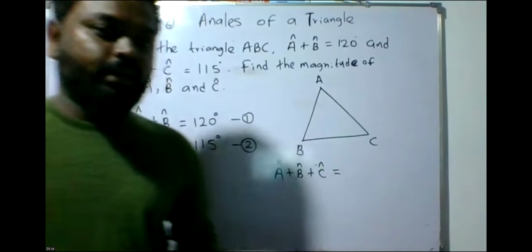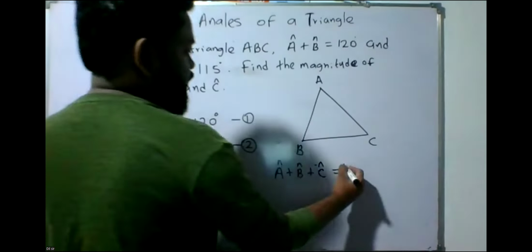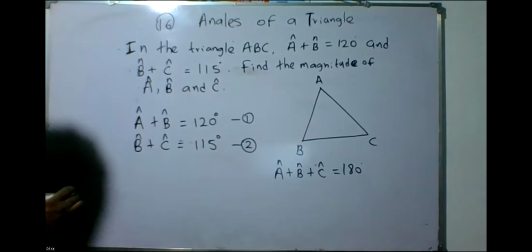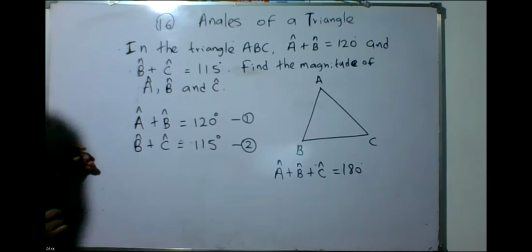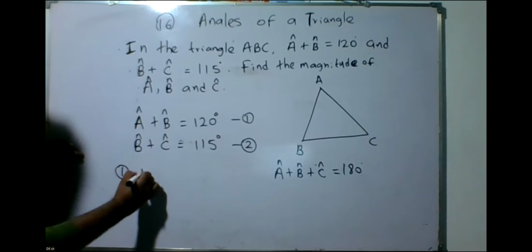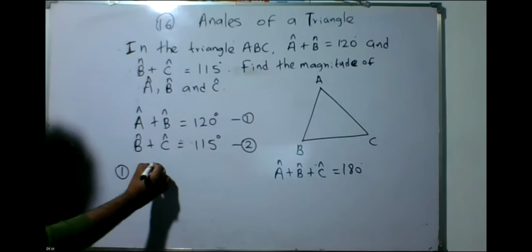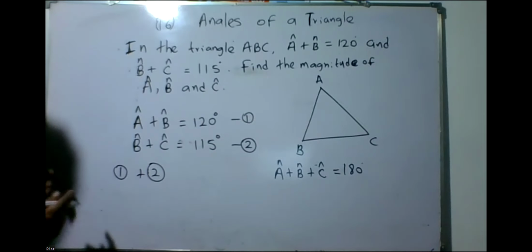Okay now. 180 degrees. Yes, 180 degrees, because they are the three interior angles. Now listen to me. Here I am doing a small trick. I take equations 1 plus 2. We add both equations. Now you know how to add them from doing simultaneous equations.